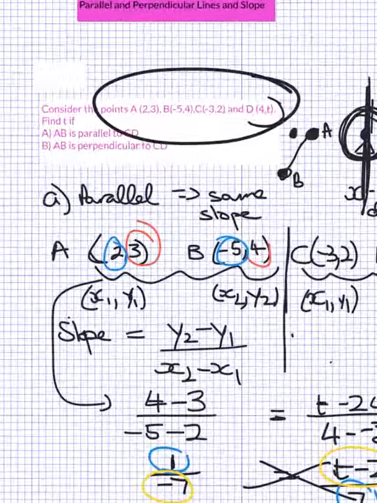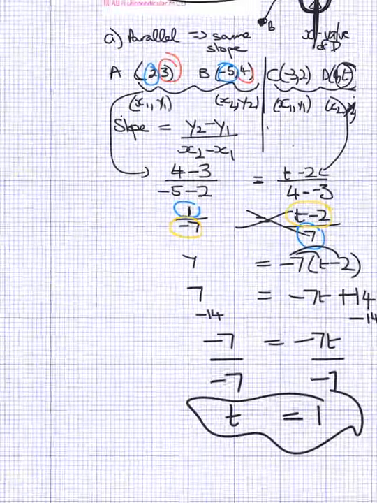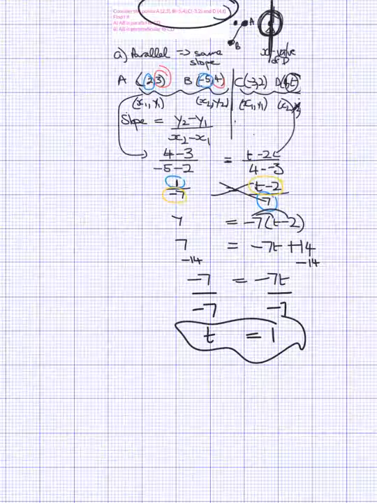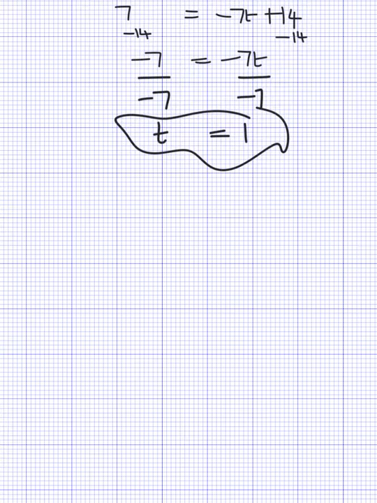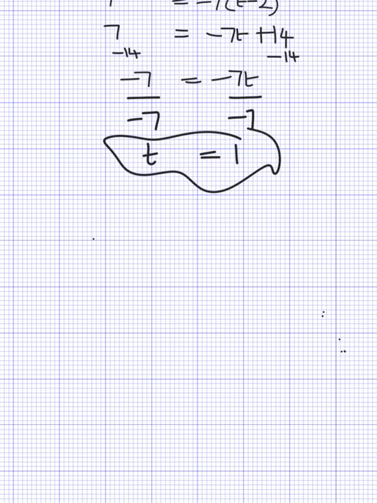What about, however, if they're perpendicular? Well, we do exactly the same method. We just remember that perpendicular means something different. Perpendicular means the slopes are negative reciprocals. Okay, so perpendicular implies slopes are negative reciprocals.